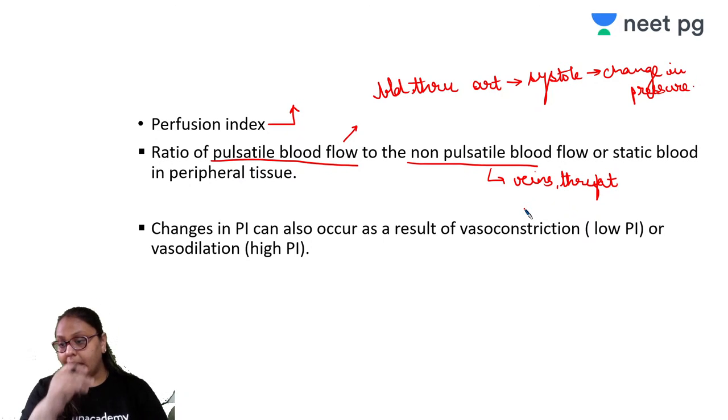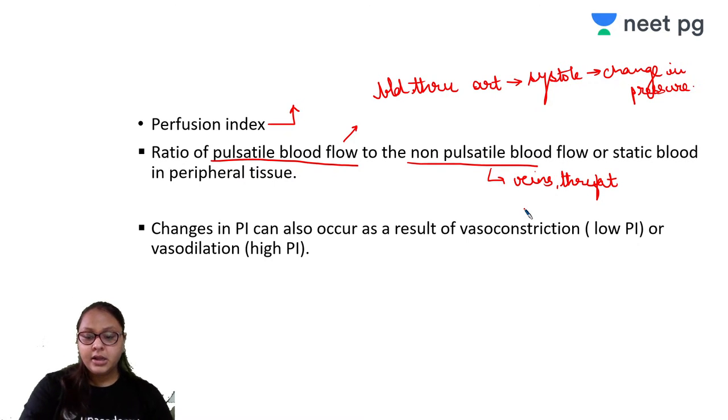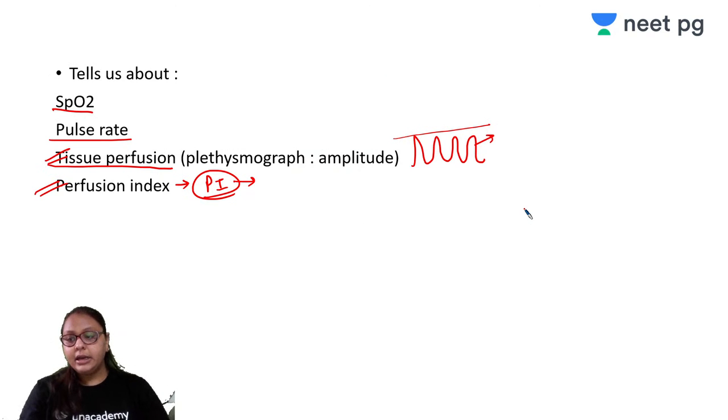Am I clear, Dr. Abhishek, Dr. Uttam? Any doubts in this? So the pulse oximeter tells us about the SpO2, the pulse rate, tissue perfusion, and the perfusion index. This is the question which is asked in the exams.